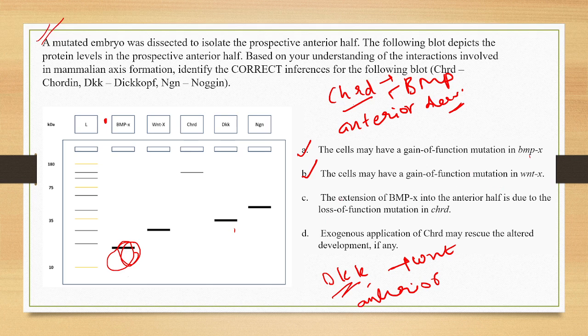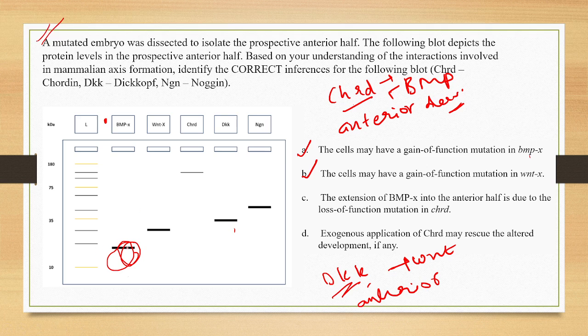Fine. Next, the extension of BMP-X into the anterior half is due to the loss of function mutation in chordin. Now, see, you can say that BMP is highly elevated and chordin is less. So, by seeing BMP, we can say that there has been a gain of function mutation. But we cannot conclude that BMP is more because there has been a loss of function in chordin. This is more probable because you can see that the BMP band is more.